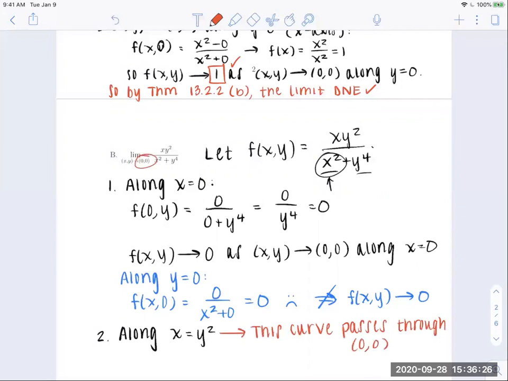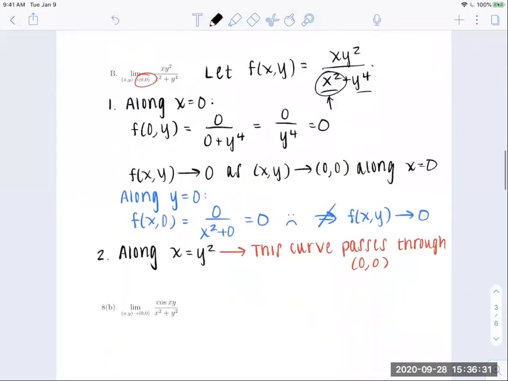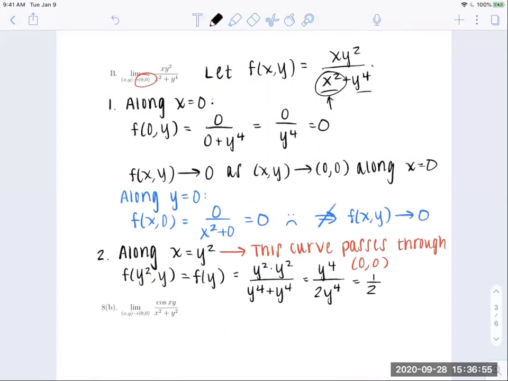Right? So if it didn't, then it wouldn't be an appropriate curve to consider. All right, so keeping this in mind, f of y squared comma y, which I'll just denote as f of y from here on out, is going to be y squared times y squared over y to the fourth plus y to the fourth. So this is y to the fourth over 2y to the fourth, which is 1/2.